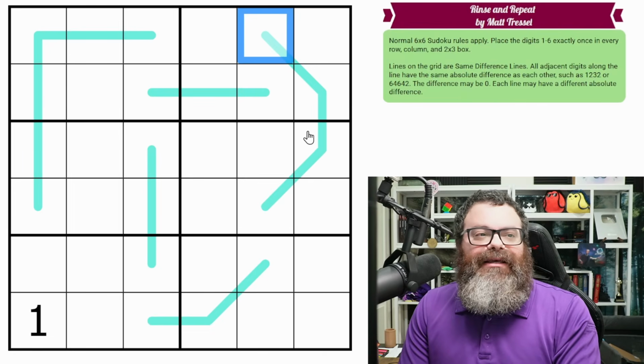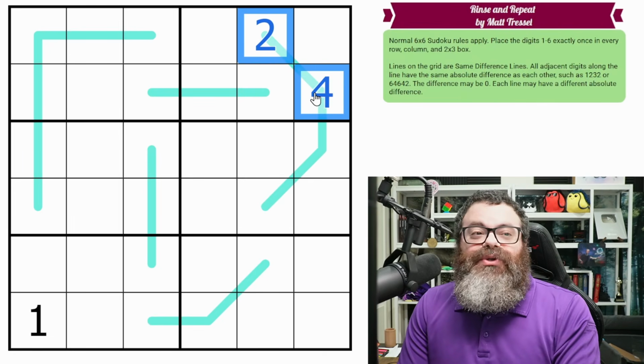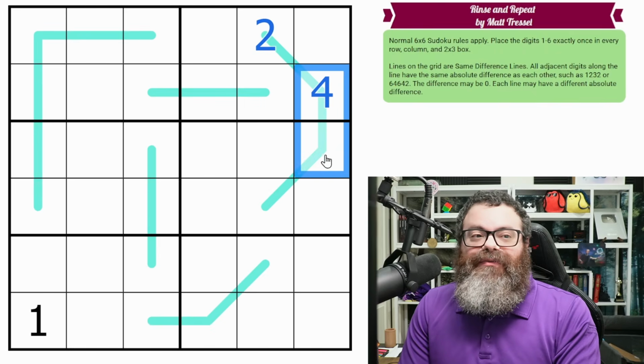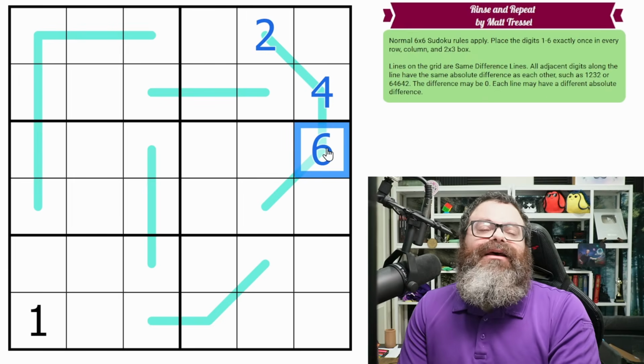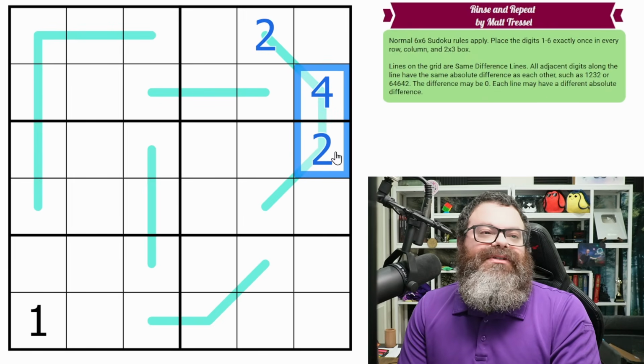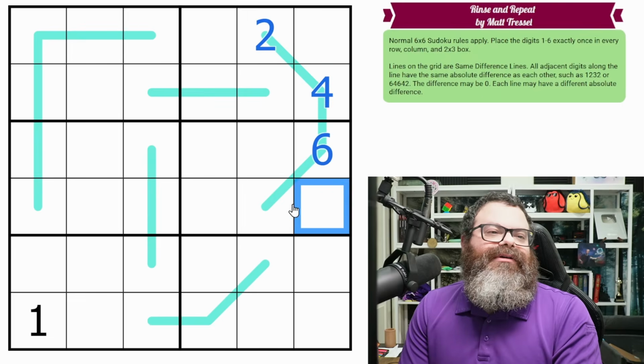So if this was, say, 2, 4, then that's a difference of 2. And so these would need a difference of 2 as well. So this could be a 2 or a 6. We don't care which direction. It's the absolute difference. So 6 minus 4 is 2, or 4 minus 2 is 2. That would work. So we could do 2, 4, 2, 4, or we could do 2, 4, 6, 4, for example.